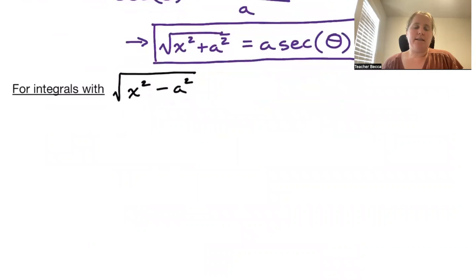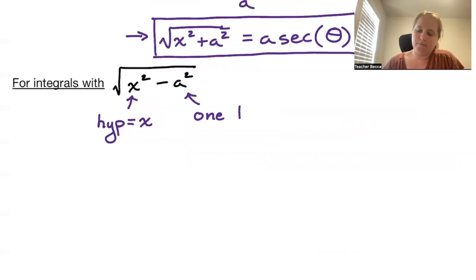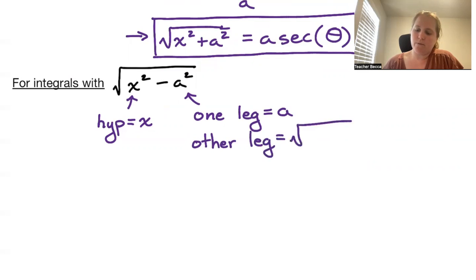For our last case, we're looking at the square root of x squared minus a squared. This time around, since the x squared is before subtraction, that x is acting as our hypotenuse. So we have our hypotenuse is acting as x. We have one leg is a, and the other leg will be the square root of x squared minus a squared.